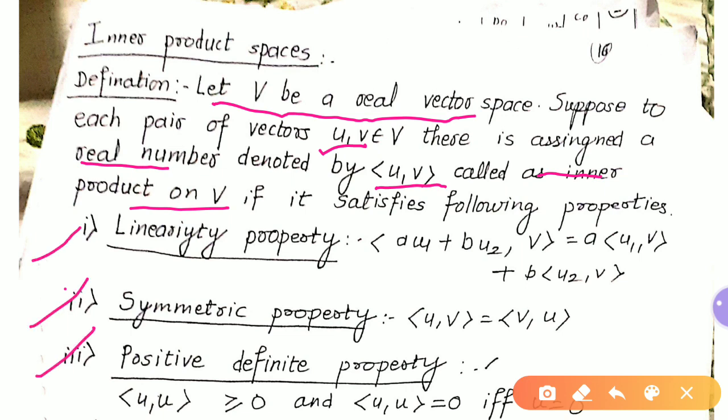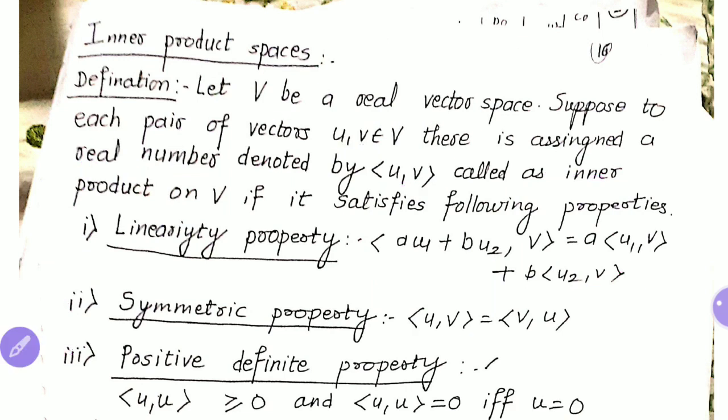When this product satisfies these three conditions, it will be called the inner product over that vector space V. The first property is called the linearity property: <a u1 + b u2, v> should be equal to a <u1, v> + b <u2, v>, for any two vectors u1 and u2, and v. The second property is the symmetric property: <u, v> has to be equal to <v, u> for all u, v. And the last property is the positive definite property, that is, the inner product of vector u with itself is always greater than or equal to 0, and the product is equal to 0 if and only if the vector u is equal to 0.